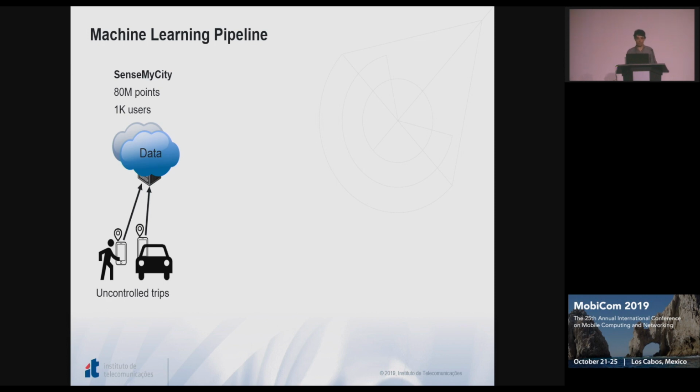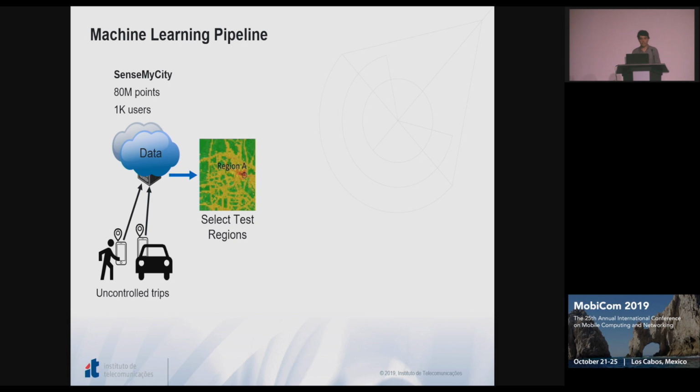So we have no idea who the users are, what they were doing, the context of the data collection, and where the phone was placed, either in the pocket or a car dashboard or a briefcase or a metal box. We have absolutely no control.